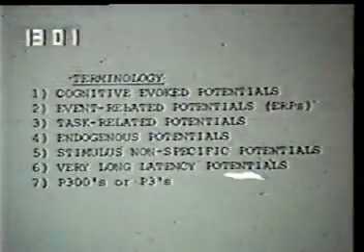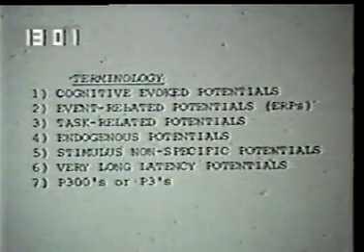This is an area that is loaded with terminology, and a lot of it really turns out to be the same. So just to give you some idea of it, people have been calling this thing, this P300, a cognitive evoked potential, an event-related potential, task-related potentials, endogenous potentials, stimulus non-specific potentials, very long latency potentials, and finally P300s or P3s. Just as the literature evolved in this field, people were giving it different names, and then it was found out that many of these things really mean the same thing.